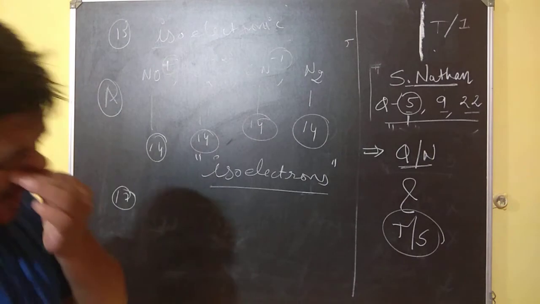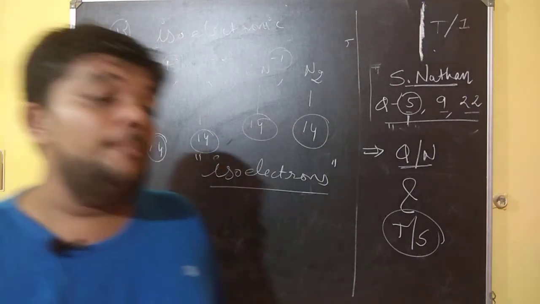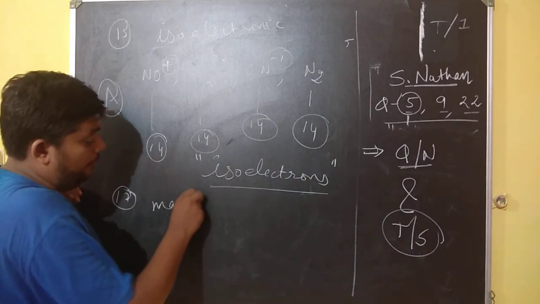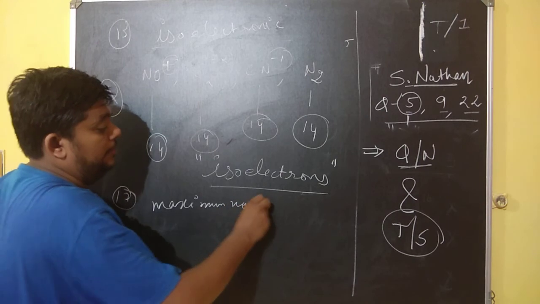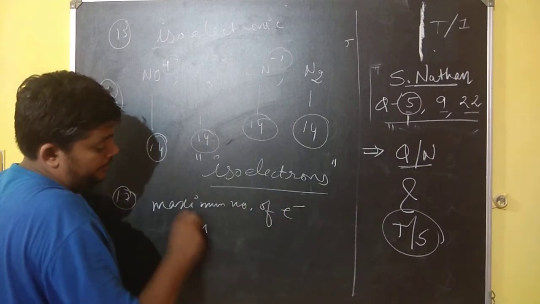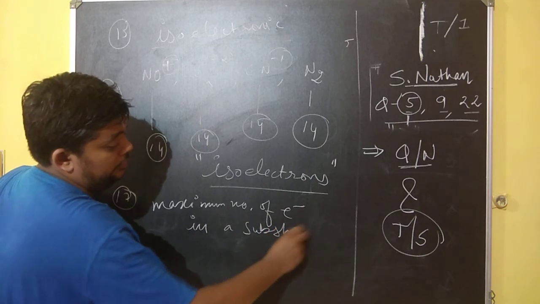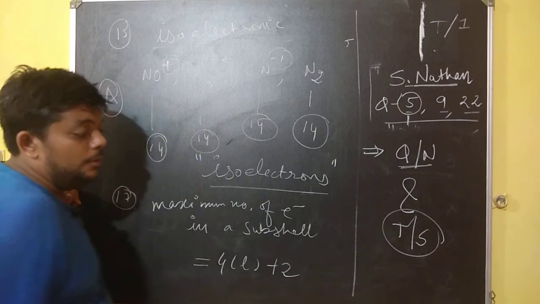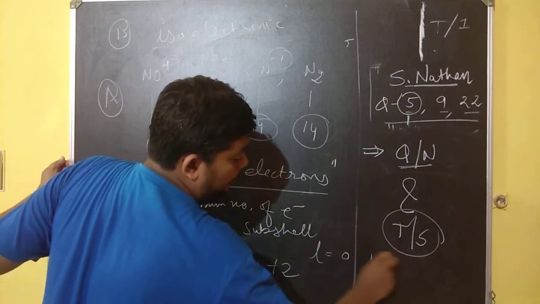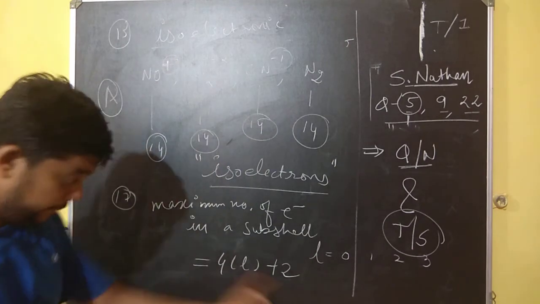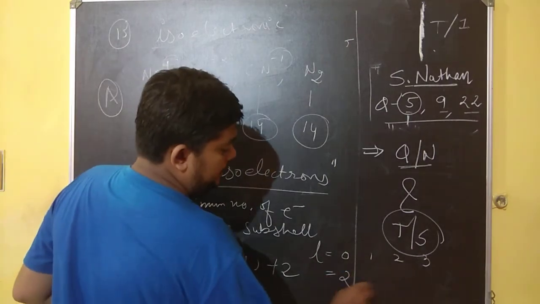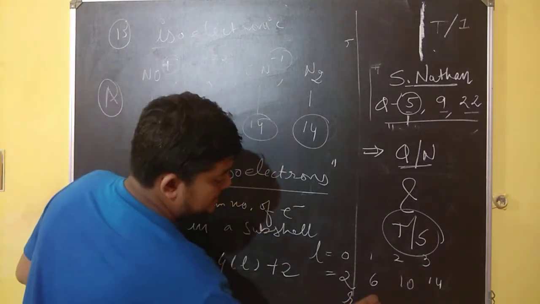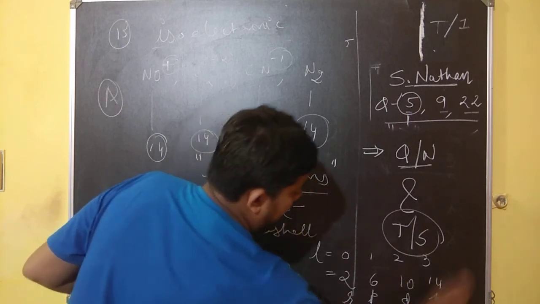If you remember very well, I had just discussed this thing with you. Maximum number of electrons in a subshell. Remember the answer, I have also given you the formula for the same. Maximum number of electrons in a subshell is 4L plus 2, where L is equal to 0, 1, 2 and 3. If you put these values over here, I am sure you will get the answer 2, 6, 10 and 14 respectively for S, P, D and F.